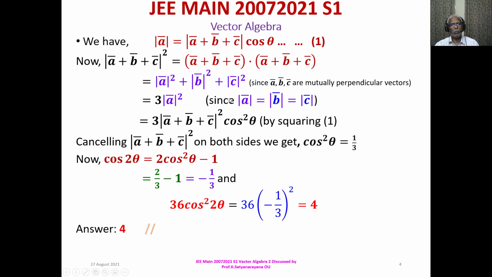The answer is 4. Thus, this completes the discussion of the solution of the problem. It is an easy problem, and go on working out some more problems of this type. You have to remember a lot of formulae, and you have to prepare a chart and go on remembering them. I wish you all the best. Thank you.